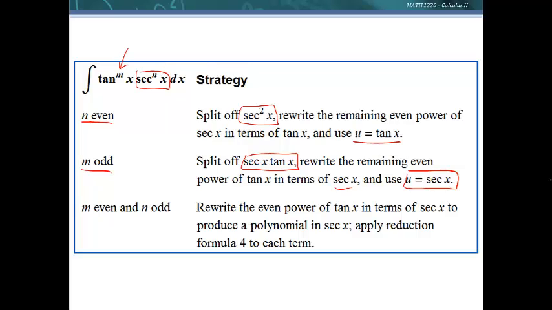If, however, n is odd and m is even, so our power on our tangent is even and the power on our secant is odd, then we are going to do what we just did, which was express that even-powered tangent in terms of secant using the Pythagorean identity and then apply the reduction formula.